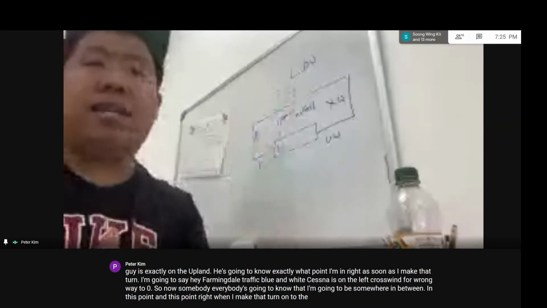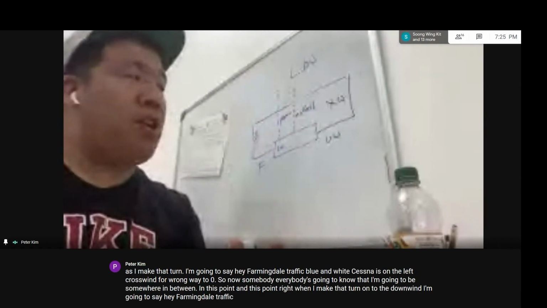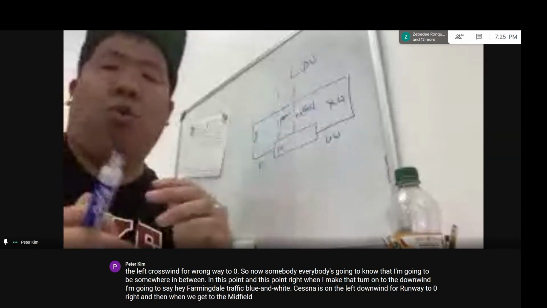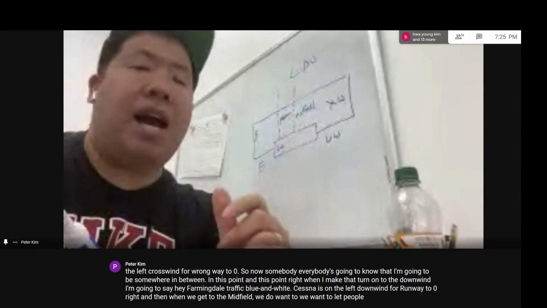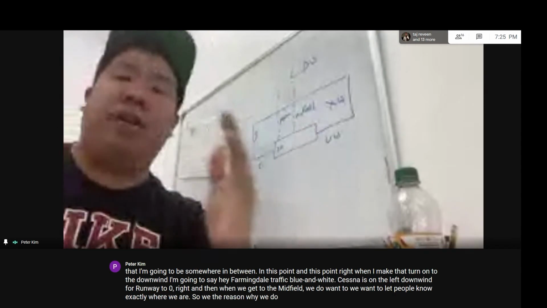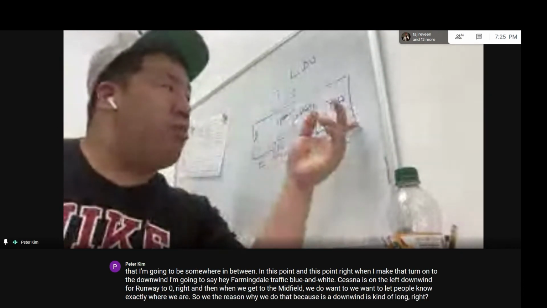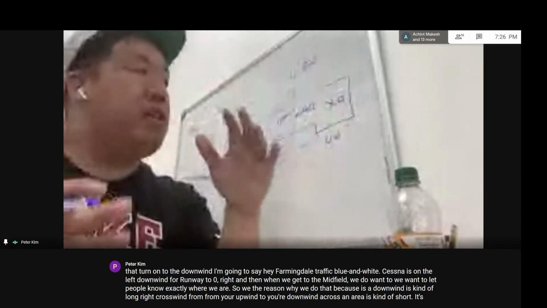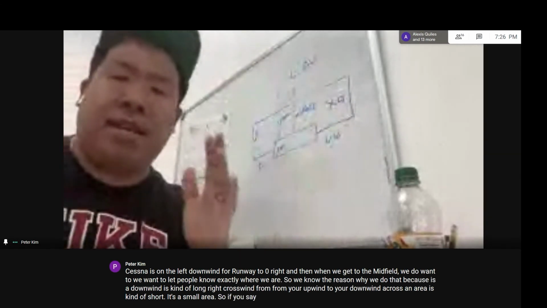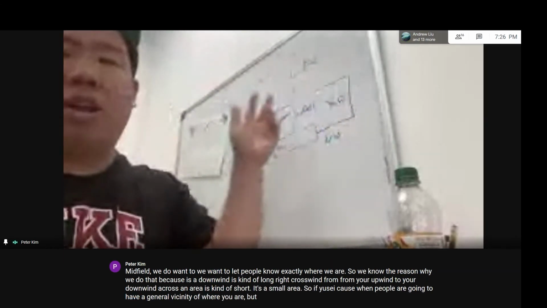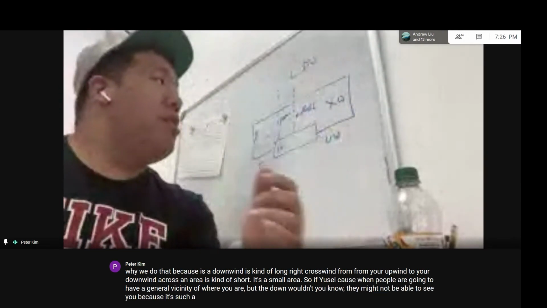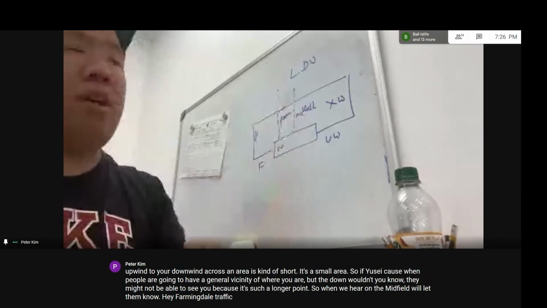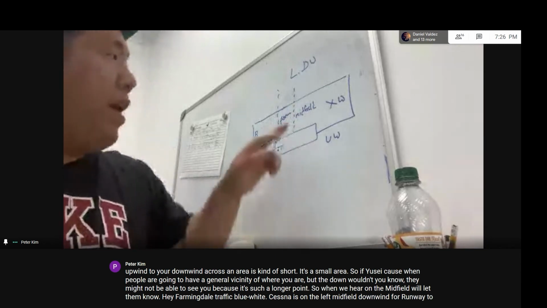Then I'm going to say, hey, Farmingdale traffic, blue and white Cessna is on the left downwind for runway 20, right? And when we get to the midfield, we want to let people know exactly where we are. The reason we do that is because the downwind is kind of long. The crosswind area, from your upwind to your downwind, is a small area, so if you say crosswind, people will have a general vicinity of where you are. But on the downwind, they might not be able to see you because it's such a longer leg. So when we're here on the midfield, we'll let them know, hey, Farmingdale traffic, blue and white Cessna is on the left midfield downwind for runway 20, right?